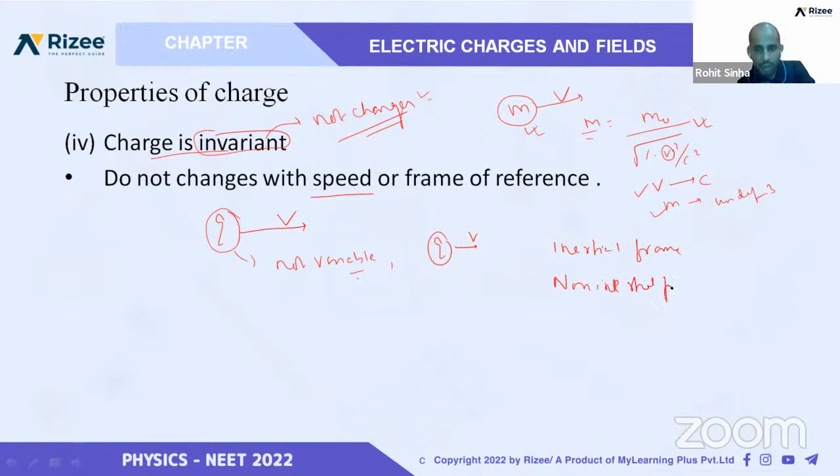Inertial frame means acceleration is 0, and non-inertial frame means acceleration is not equal to 0. Either we are seeing it from an inertial frame or a non-inertial frame, we will always observe that the total charge is q only. It will never change. That is the property of charge: it is invariant with speed and frame of reference. Frame of reference means the observer who is seeing the charge. Okay, got it? Let us move to our next property.